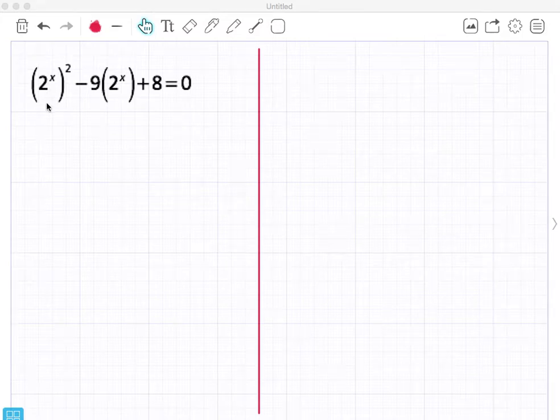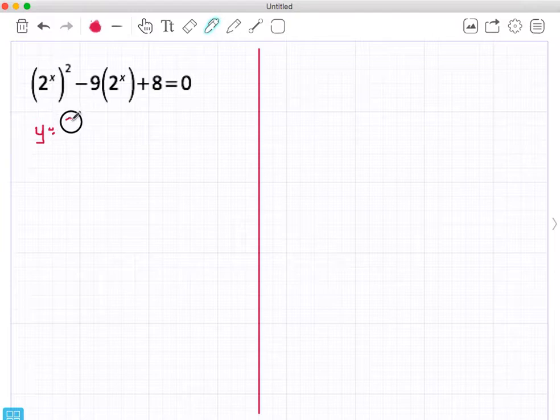Here we've got an exponentials question. It's actually a hidden quadratic. Now, you might see that it's 2 to the power of x squared minus 9 times 2 to the power of x plus 8 equals 0. If you can't quite see that it's a quadratic, and I'm going to solve this in two ways, you might just want to consider making y equal to 2 to the power of x to begin with.